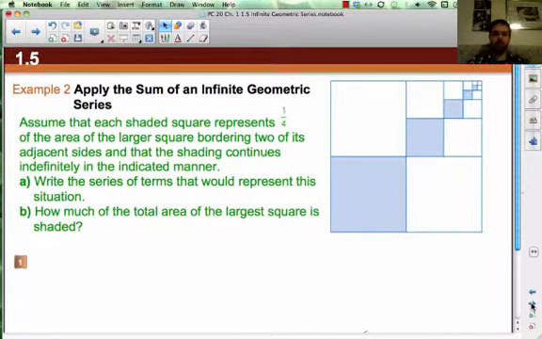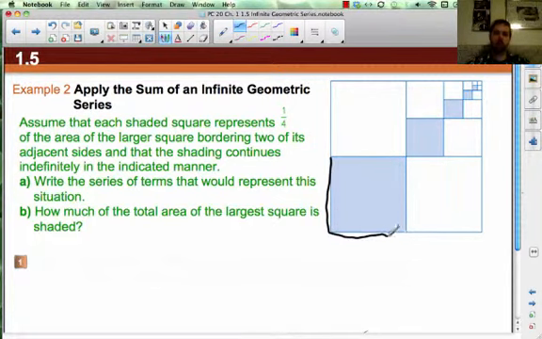Okay, so let's apply this new knowledge. Assume that each shaded square represents 1/4 of the area of the larger square bordering 2 of its adjacent sides. So this shaded square is 1/4 of the larger square bordering these 2 sides. This shaded square is 1/4 of this larger square bordering 2 of its sides.